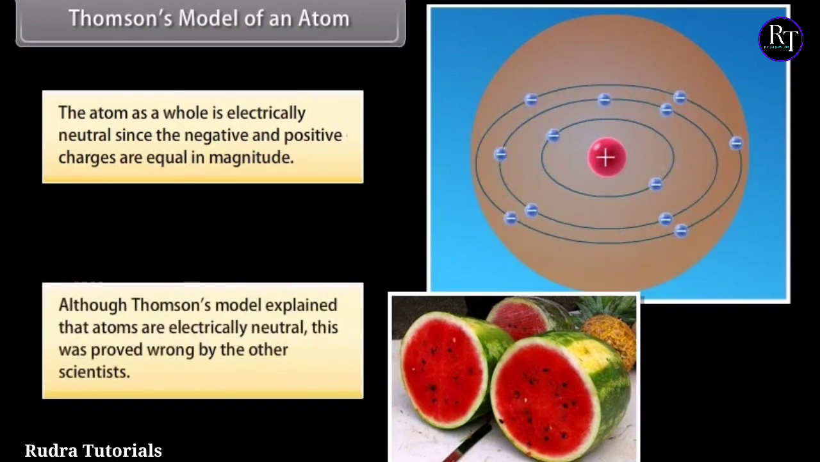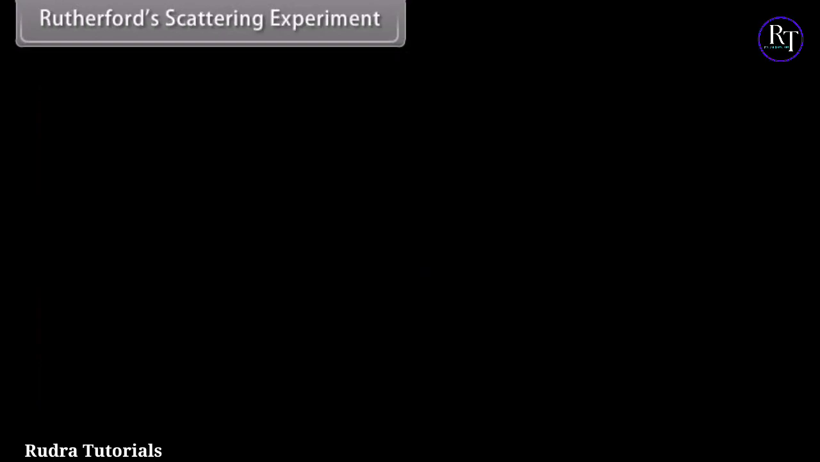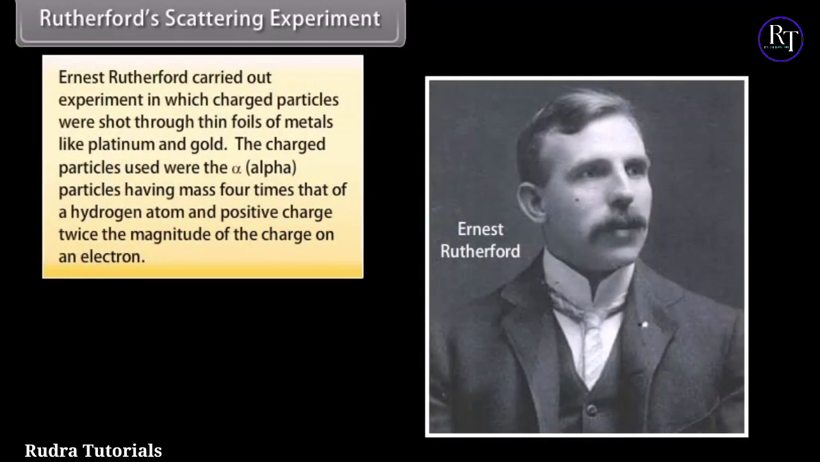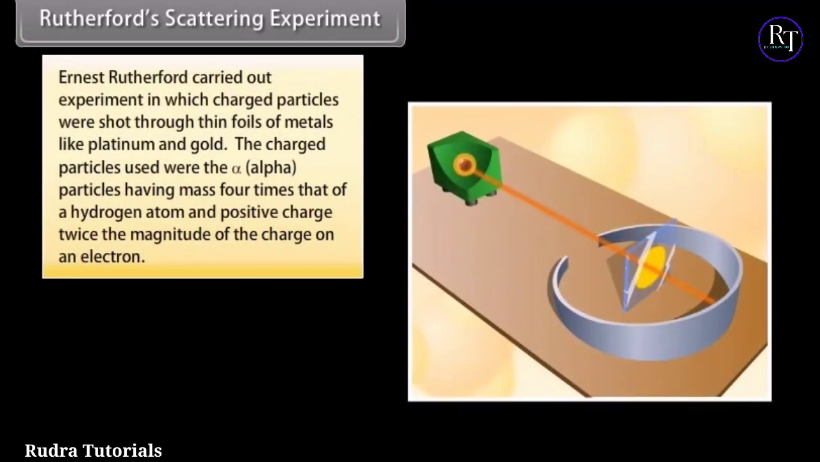Although Thomson's model explained that atoms are electrically neutral, this was proved wrong by other scientists. Rutherford's scattering experiment. Ernest Rutherford carried out an experiment in which charged particles were shot through thin foils of metals like platinum and gold. The charged particles used were the alpha particles having mass 4 times that of a hydrogen atom and positive charge twice the magnitude of the charge of an electron.